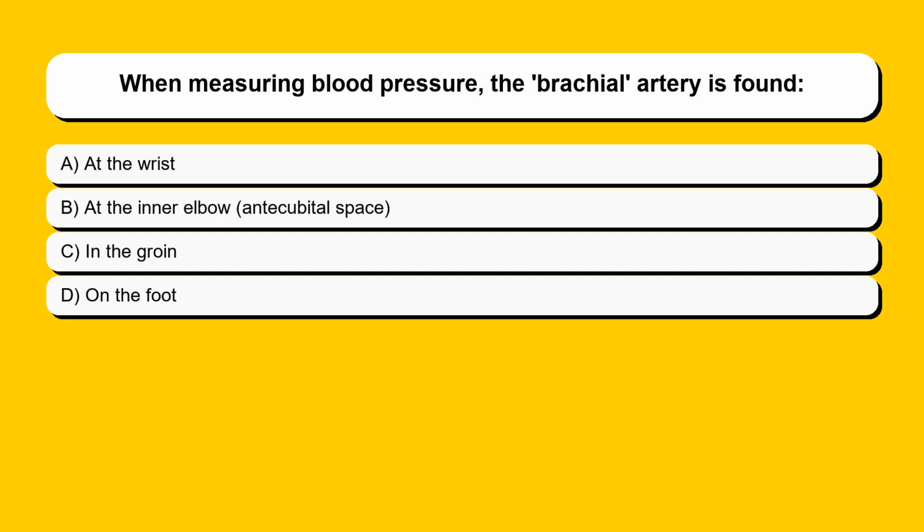Question 14. When measuring blood pressure, the brachial artery is found: Option A, at the wrist. Option B, at the inner elbow, antecubital space. Option C, in the groin. Option D, on the foot.